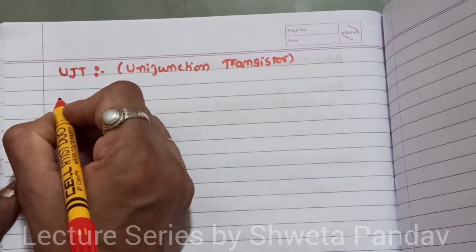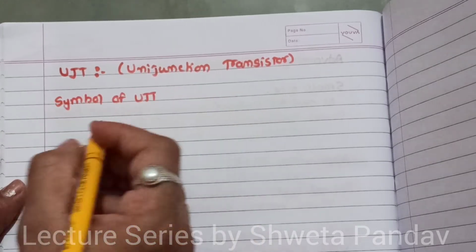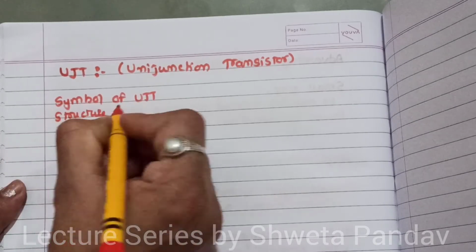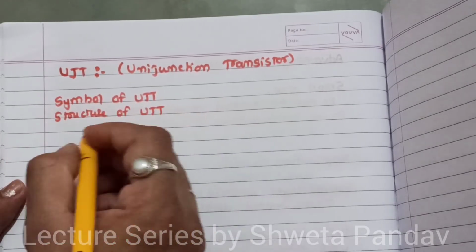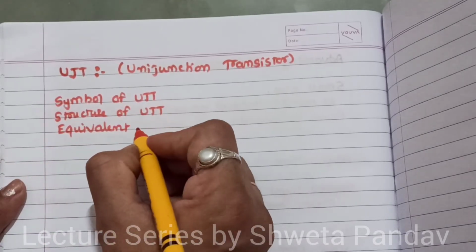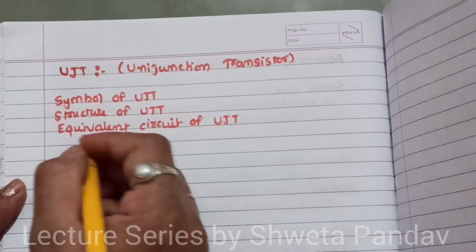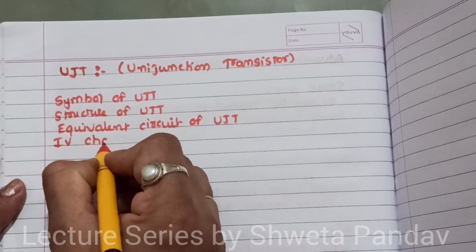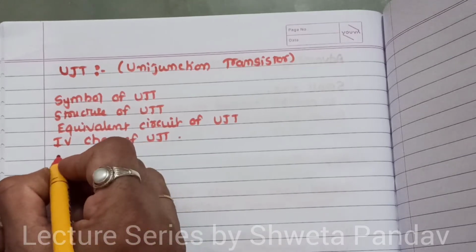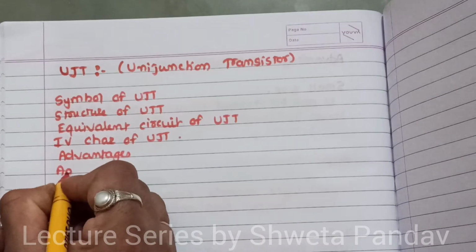In this we will see the symbol of UJT, then structure of UJT, equivalent circuit of UJT, IV characteristic of UJT, its advantages and application of UJT.